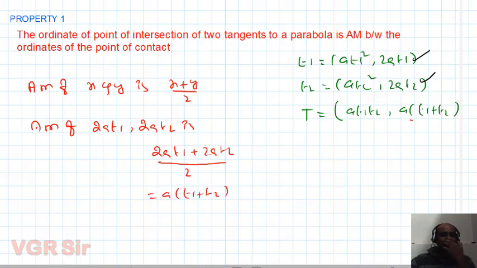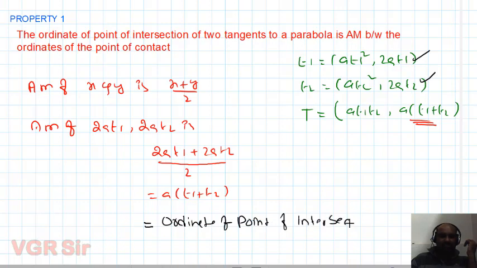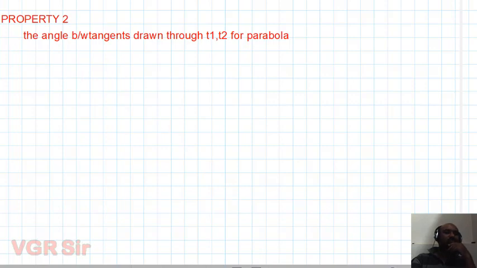Which is equal to the ordinate of the point of intersection of the tangents. So, that is, which is the same as the ordinate of the point of intersection of tangents drawn through T1, T2. Okay, enough. Property 1 completed. Okay students, property 2.